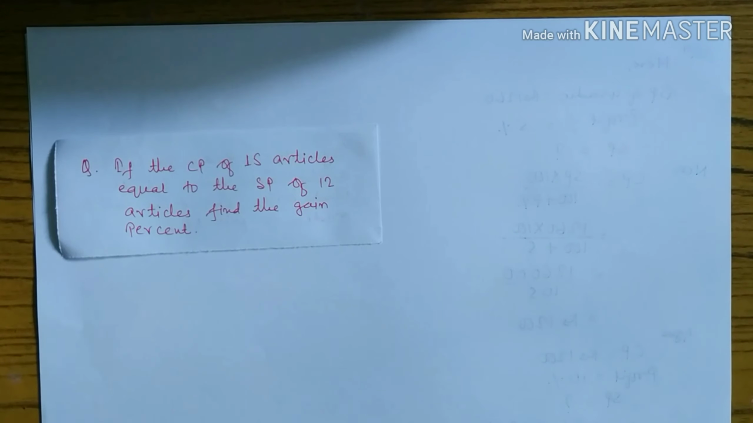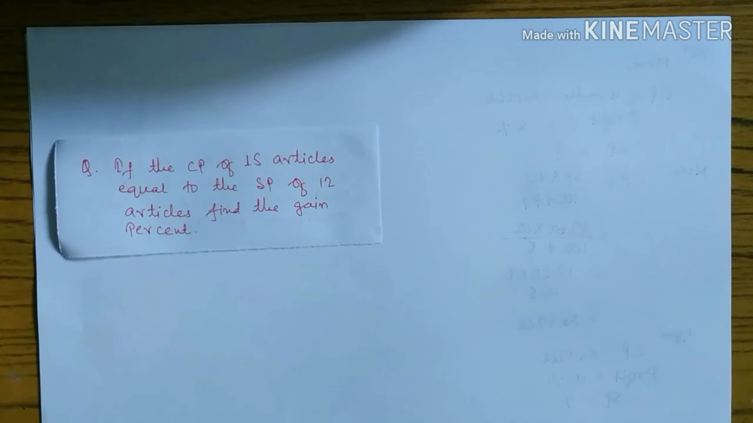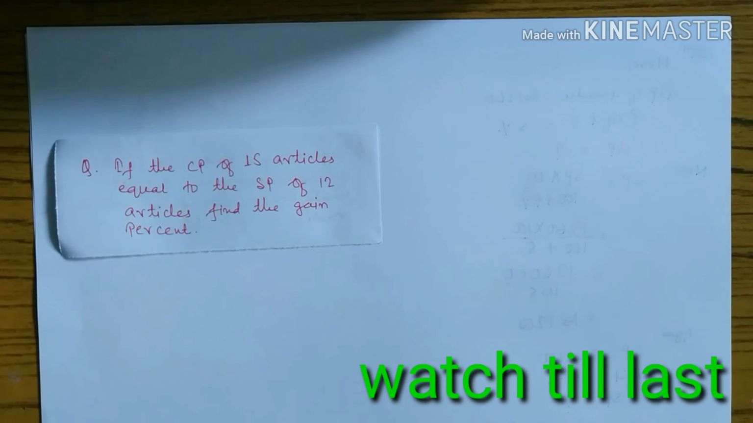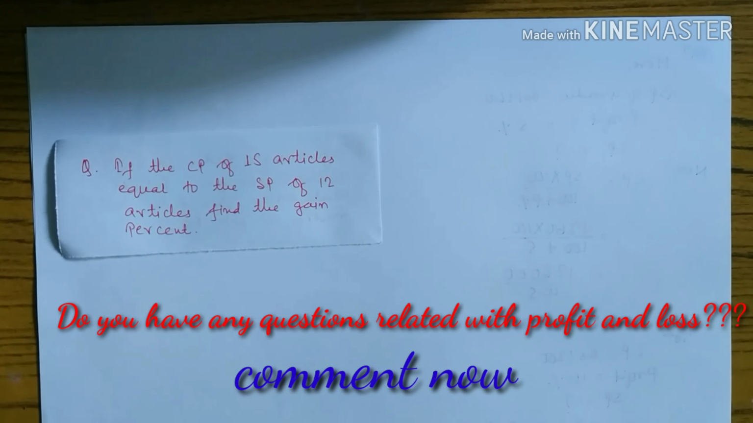So today we have a question related to profit and loss. This question is a little bit different from others. If the cost price of 15 articles is equal to the selling price of 12 articles, find the gain percentage. We have to find out the profit percent. Okay, let's start.